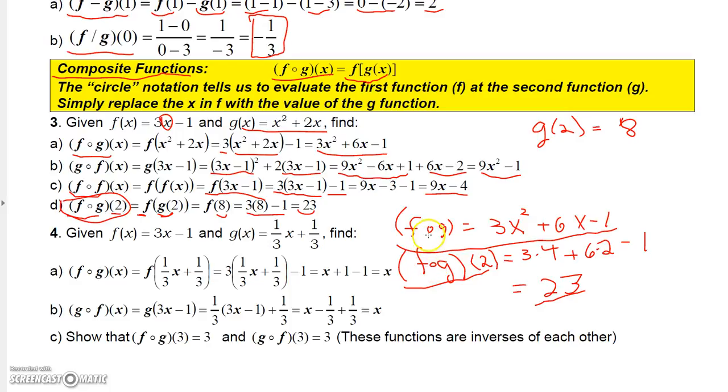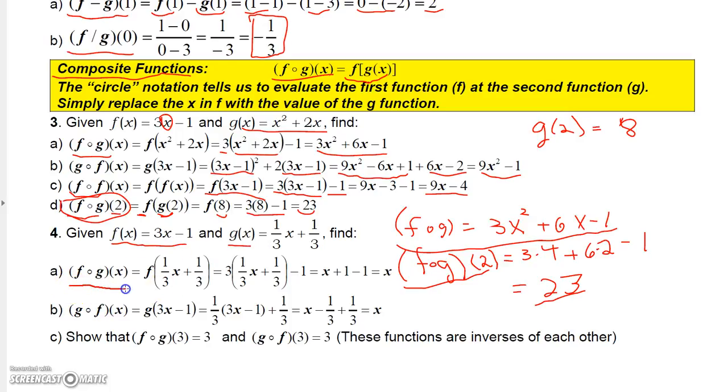So if you already know what the f composed with g function is, you could just plug the 2 into that function. Okay, now to wrap this up, I want to show you a couple of functions here, 3x minus 1 and 1/3 x plus 1/3. I want to show you what happens when I compose them.